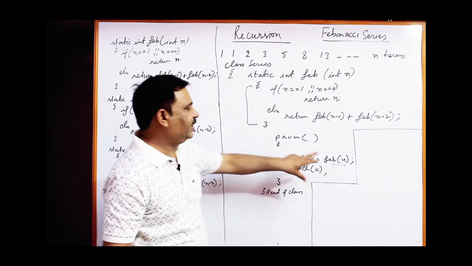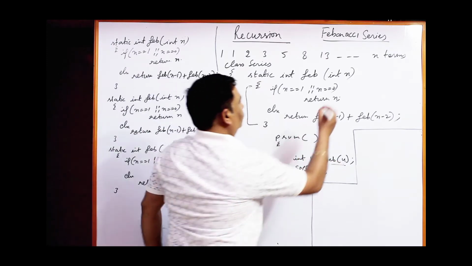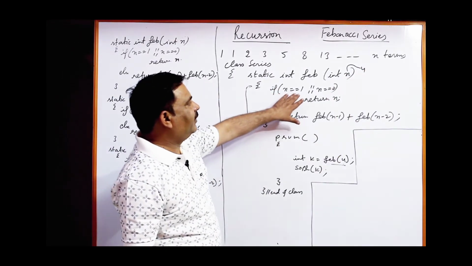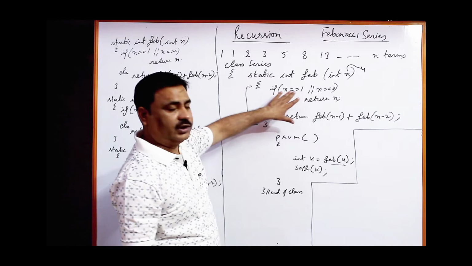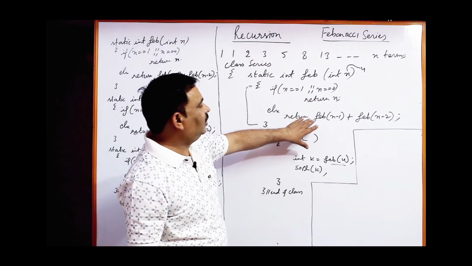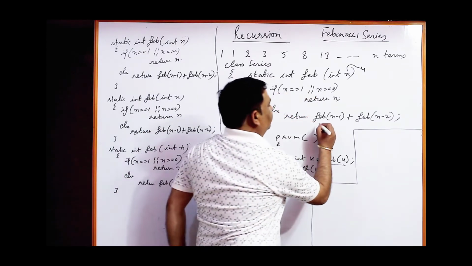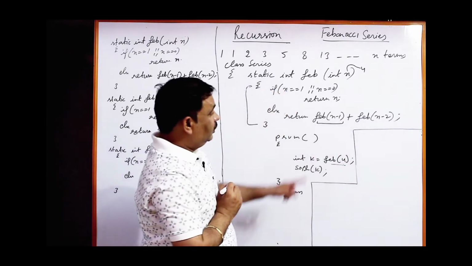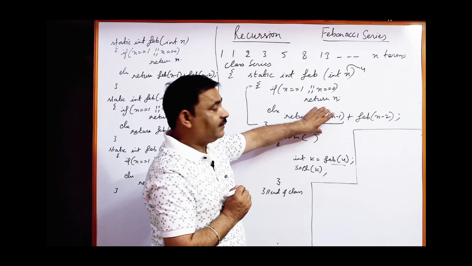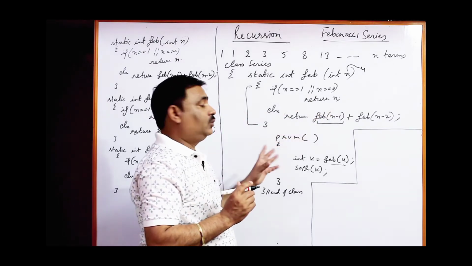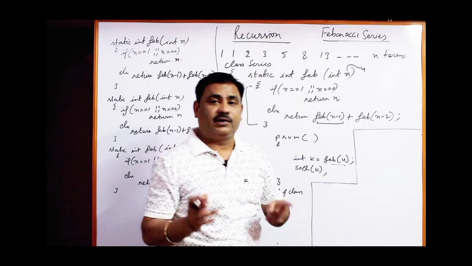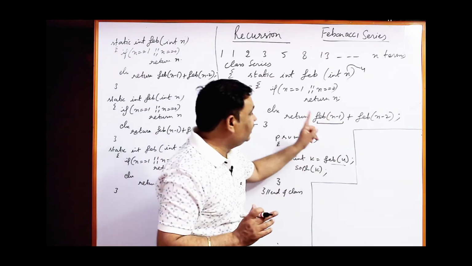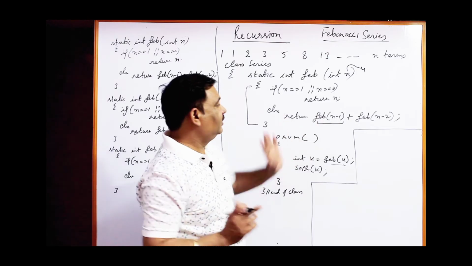So start from the main function. I am passing 4. So the value of n will be 4. If n is equal to 1, n is 0, both conditions are false. So call the function return. There are two times I have written the function, fab n minus 1 plus fab n minus 2. Whichever appears first will be called first. Both the functions will not be called together. Only one out of these will be called, whichever comes first.